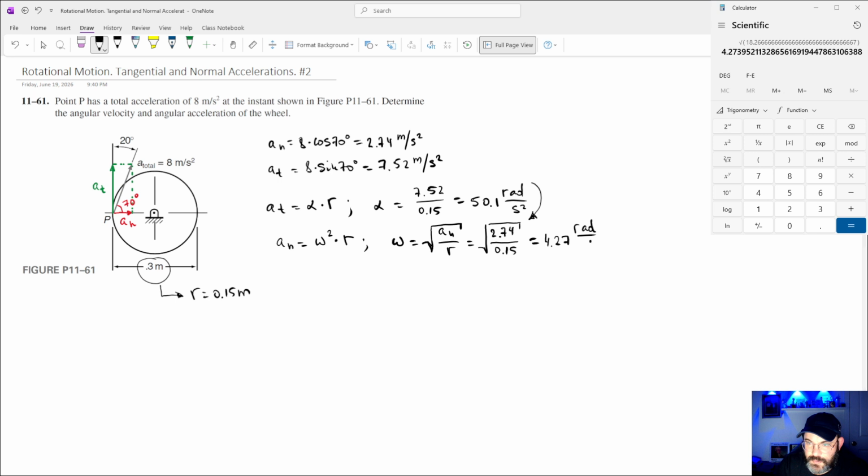radians per second. We can't say anything about the direction of rotation, so we don't know where this wheel rotates, right? We only know the direction of acceleration, and we know the rotational direction of the angular acceleration, but we do not know in which direction this wheel rotates. There is not enough information in this problem to tell. Okay, so that's it. So we can write down our answer.